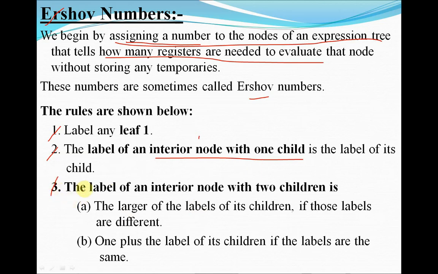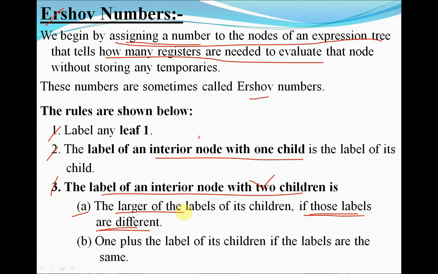The third rule says the label of an interior node with two children. If the interior node consists of two child nodes, then how to compute the interior node's Ershov number, called the label, is defined here. According to option A, where the labels of the children are different, the interior node consists of two child nodes and those child nodes' labels are different. In that case, we will take the largest label of its children.